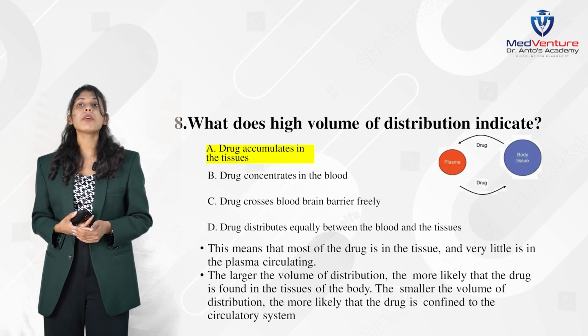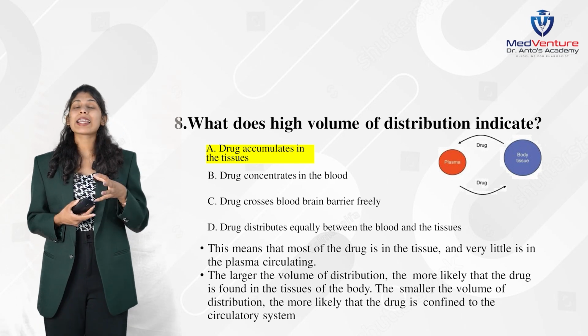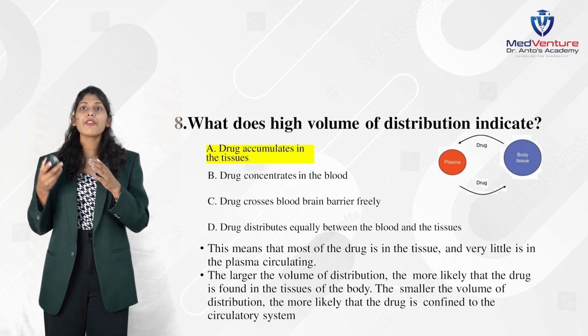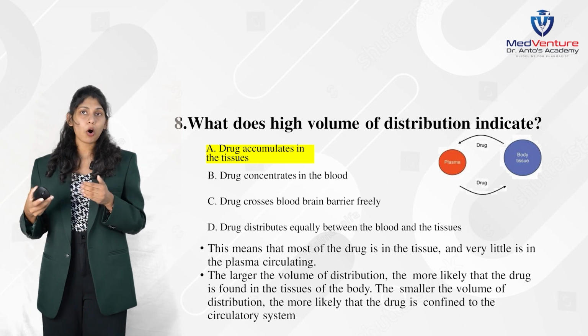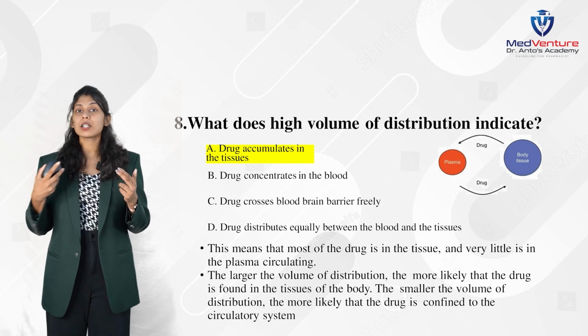What does high volume of distribution indicate? High volume of distribution means the drug accumulates in the tissue. This is how it goes: the drug, if it's in the plasma, gets into the body tissues. That's how the drug goes.